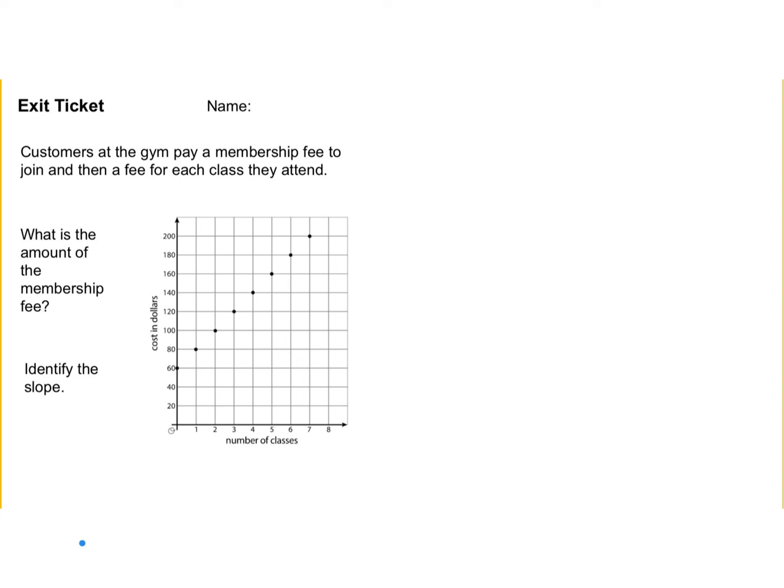So I want you to look at our chart here. This is cost in dollars on this side and number of classes. To look at the first question, what is the amount of the membership fee, where does our information start? It starts right here at 60. We're at that first data point, right? So that is what they pay for that initial value. Remember that word, initial value.